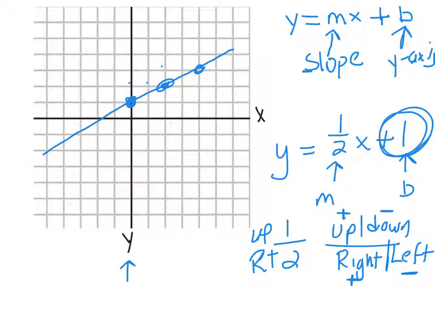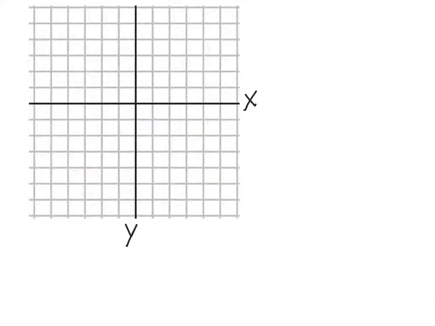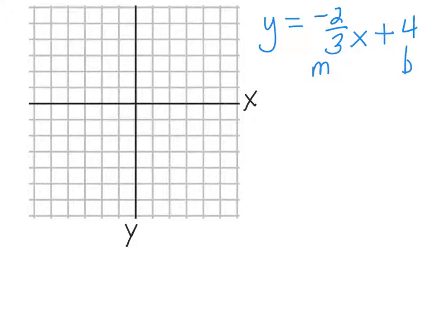Let's try another one. Let's see, we're going to open graph. This time, let's say that we have an equation of y equals negative 2/3 x plus 4. Again, if you're kind of new to this, it really helps to label things. The slope is the number in front of the x. The b, or where it hits the y-axis, is the plain number.